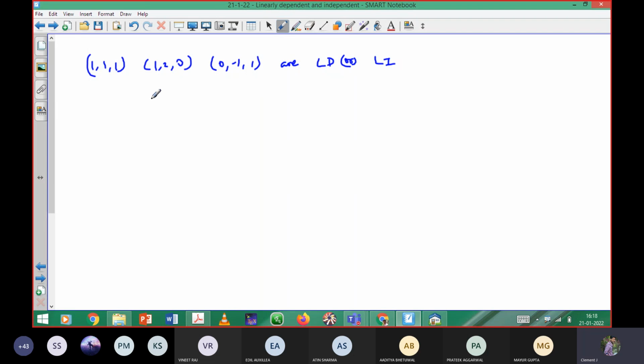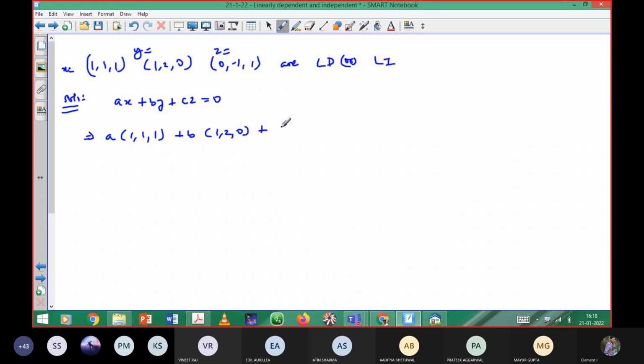Okay, we can enter into the next problem. So we can label the vectors for convenience as x, y, and then z. So here, ax plus by plus cz equal to 0. This is the process we are going to check, like a into 1 comma 1 comma 1 plus b into 1 comma 2 comma 0 plus c into 0 comma minus 1 comma 1 equal to 0 comma 0.